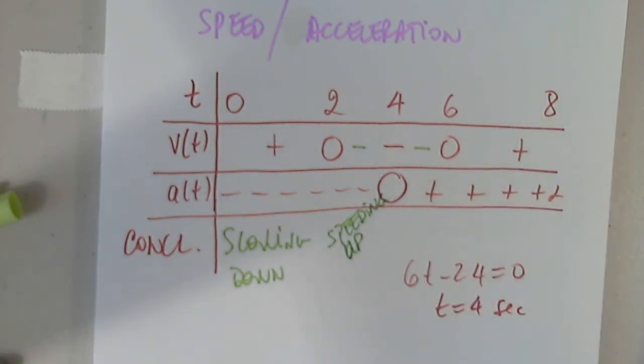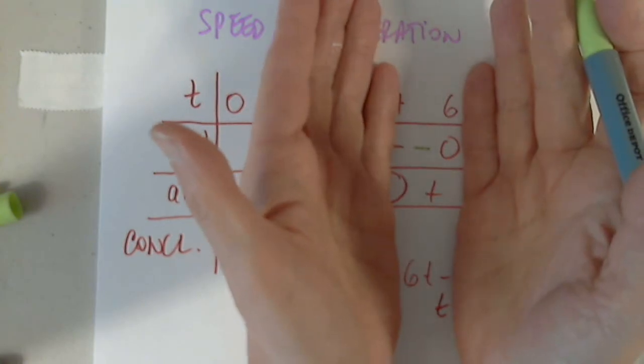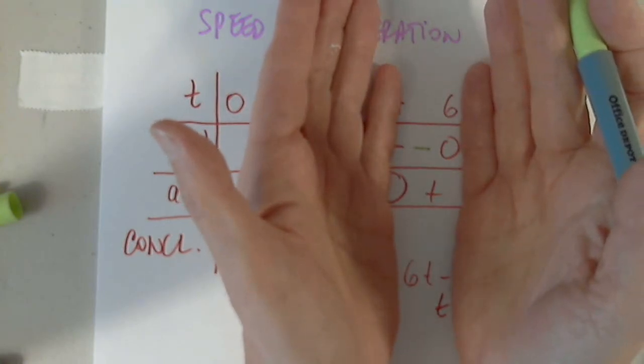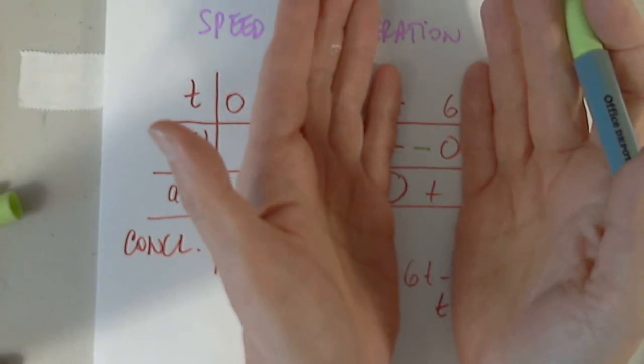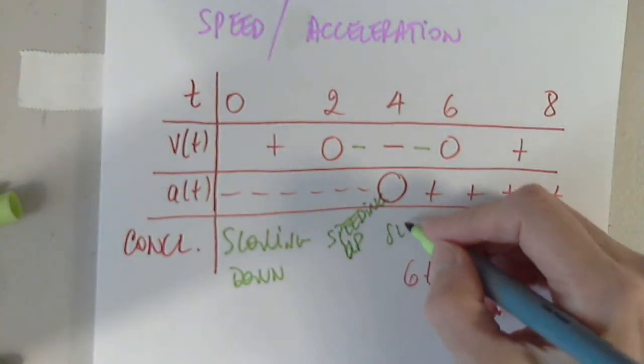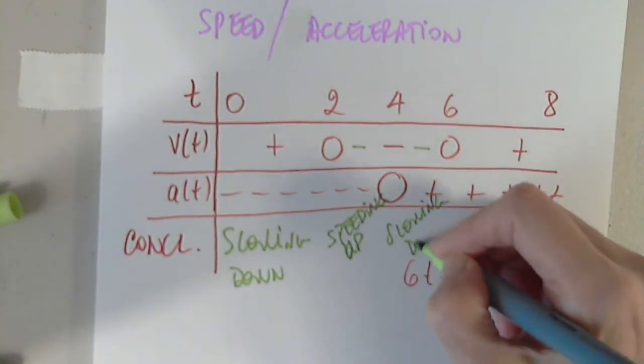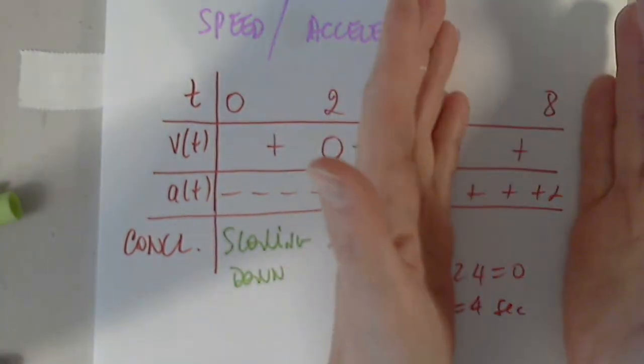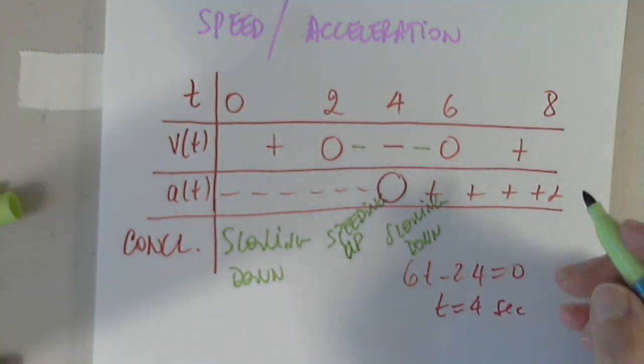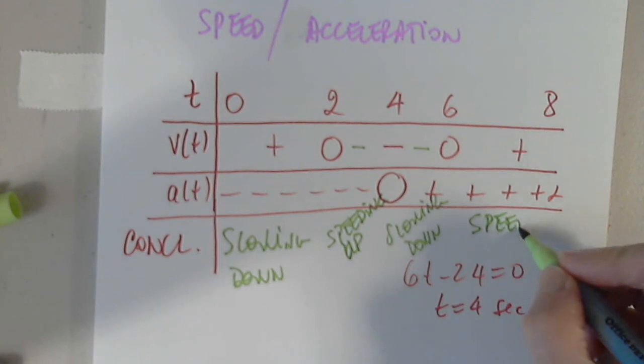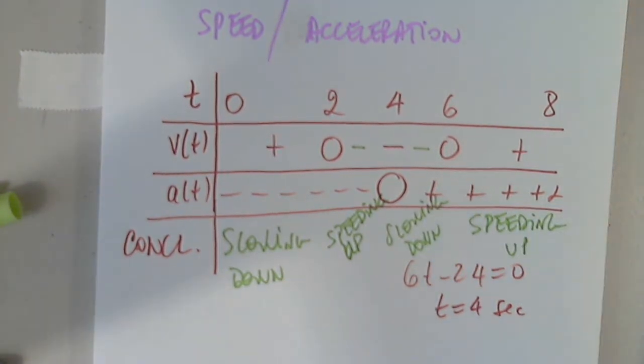Okay. Now, between 4 and 6, what is the particle doing? Slowing down. Yes. Finally, between 6 and 8. Speeding up. Thank you. That's it.